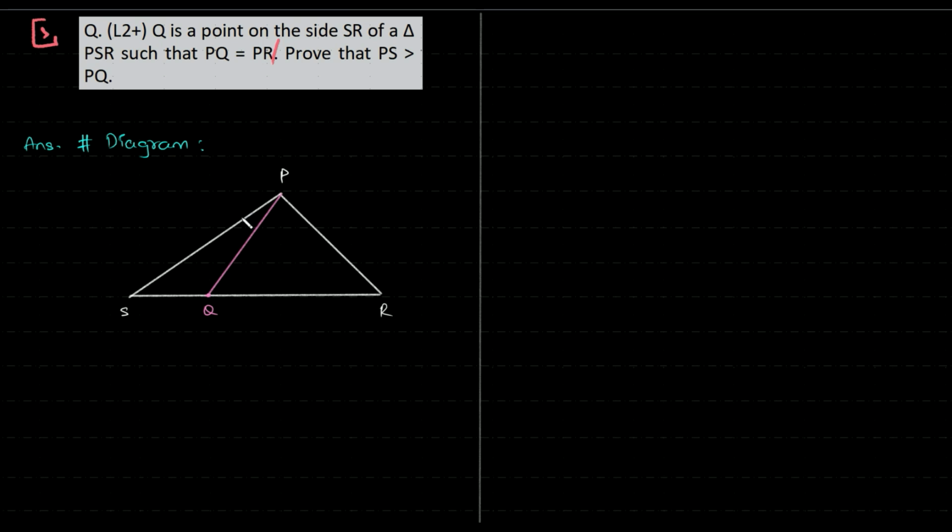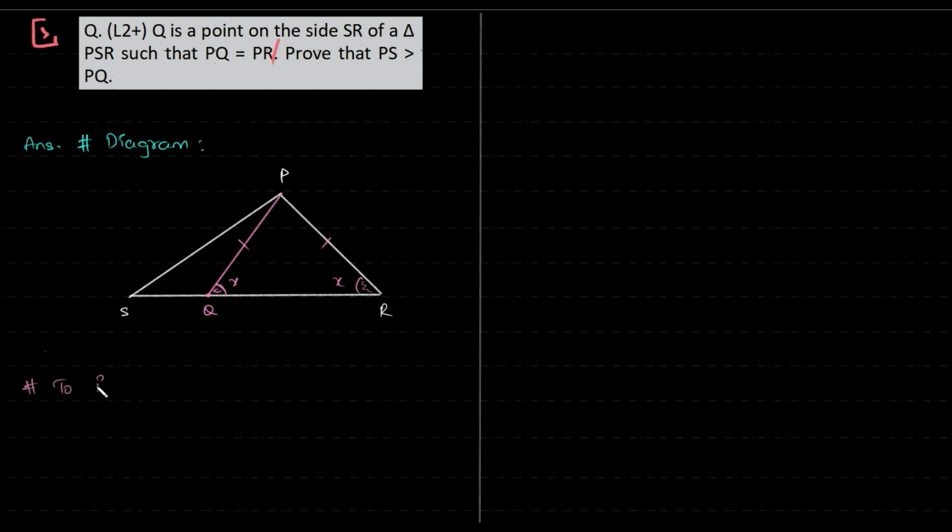Now does it make sense? Please have a look. Q is a point on SR such that we have PQ and PR to be equal to each other. So what does that make? These two angles have to be equal, is it not? And prove that PS, this side, is greater than PQ. PQ is over here. Okay, so let's write it off.